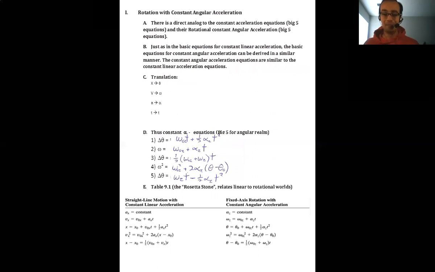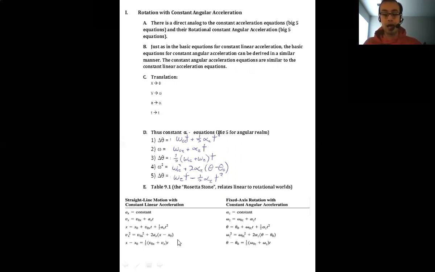Anyway, what this means is that the big 5 equations that we previously learned for an object moving at constant acceleration are also applicable in the case where we have a constant angular acceleration. Now, it's very important to note that this only applies when the angular acceleration is constant. So if angular acceleration is a function of time, forget about it, you can't use these equations. But if your angular acceleration is constant, then knock yourself out.